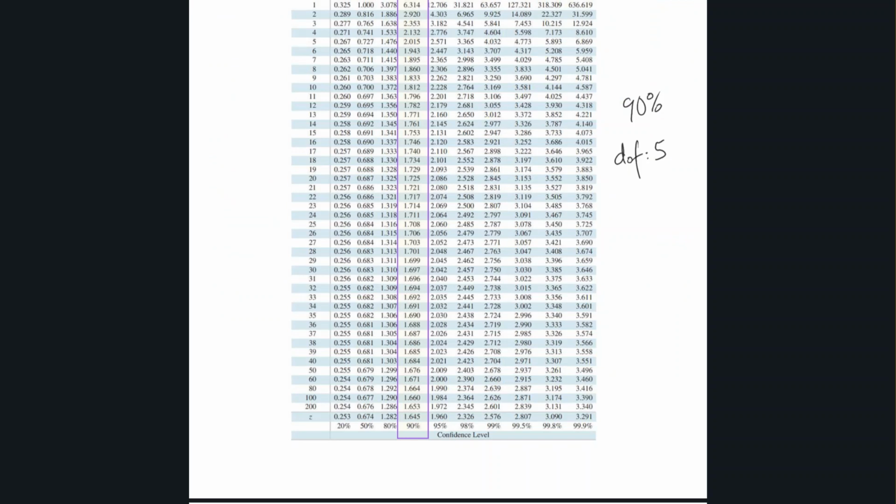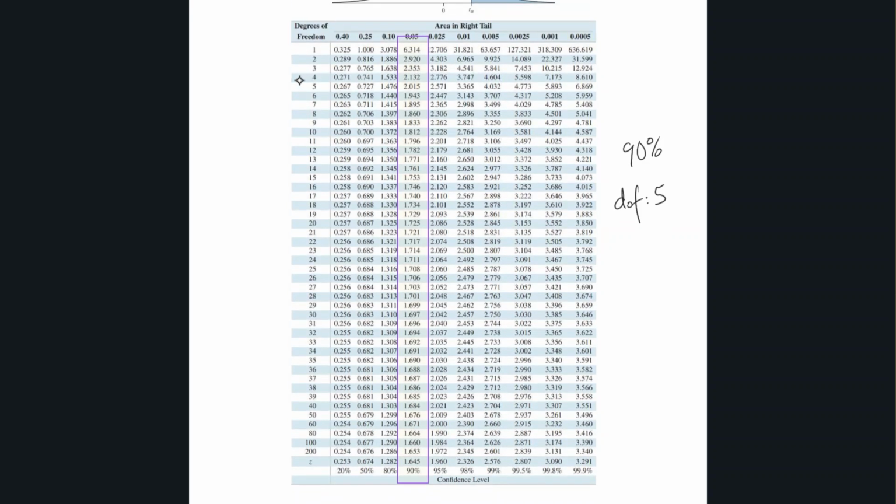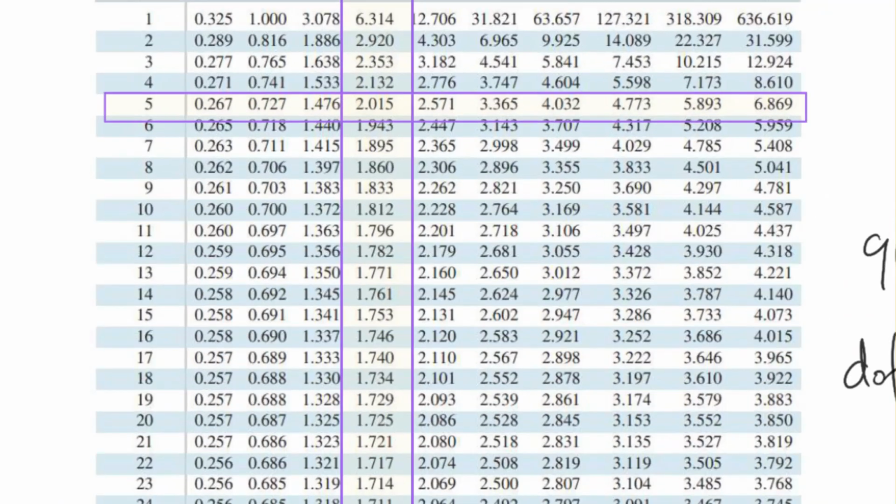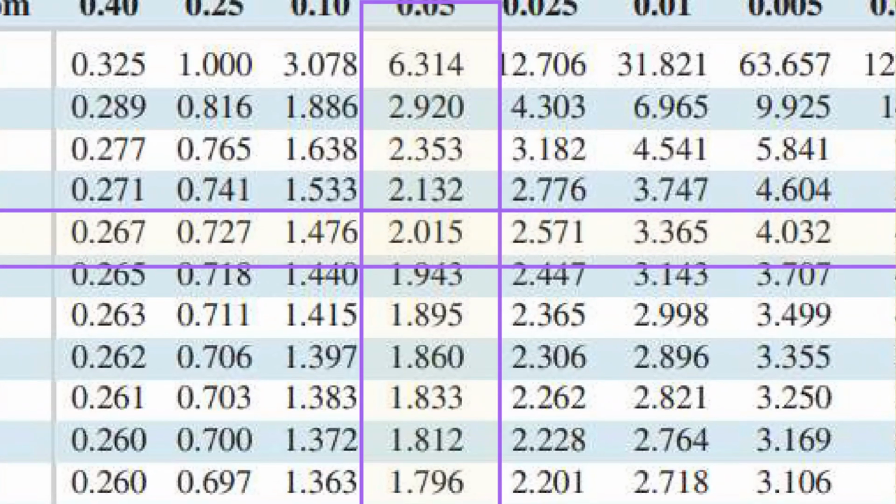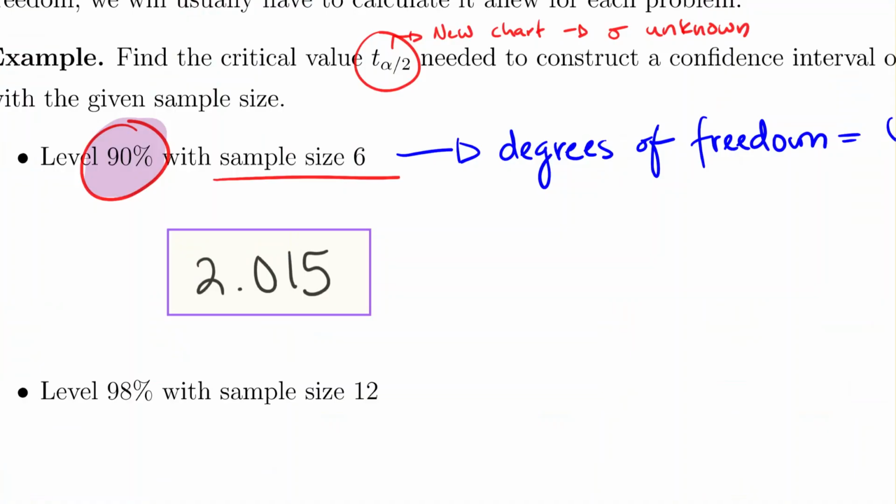Okay, my degrees of freedom is 5. I know that's a row value because degrees of freedom are from this row. I visualize where they intersect, and we see that would give me a critical value of 2.015. So that's one way you could read the chart.